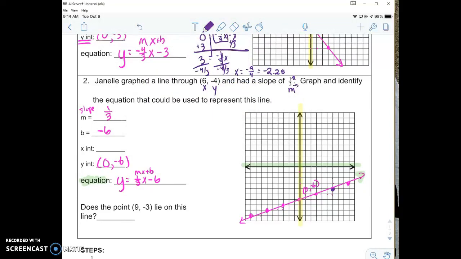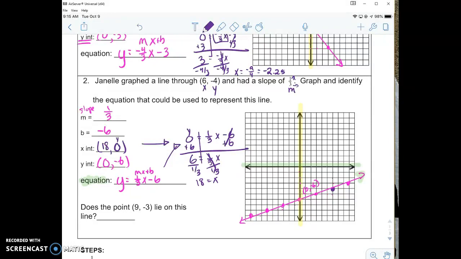To find the x-intercept, I'm going to use a y value of 0 and solve for x. 0 equals 1/3 x minus 6. I add 6 to both sides. 6 equals 1/3 x. 6 divided by 1/3 is 18, so x equals 18. So my x-intercept is (18, 0).